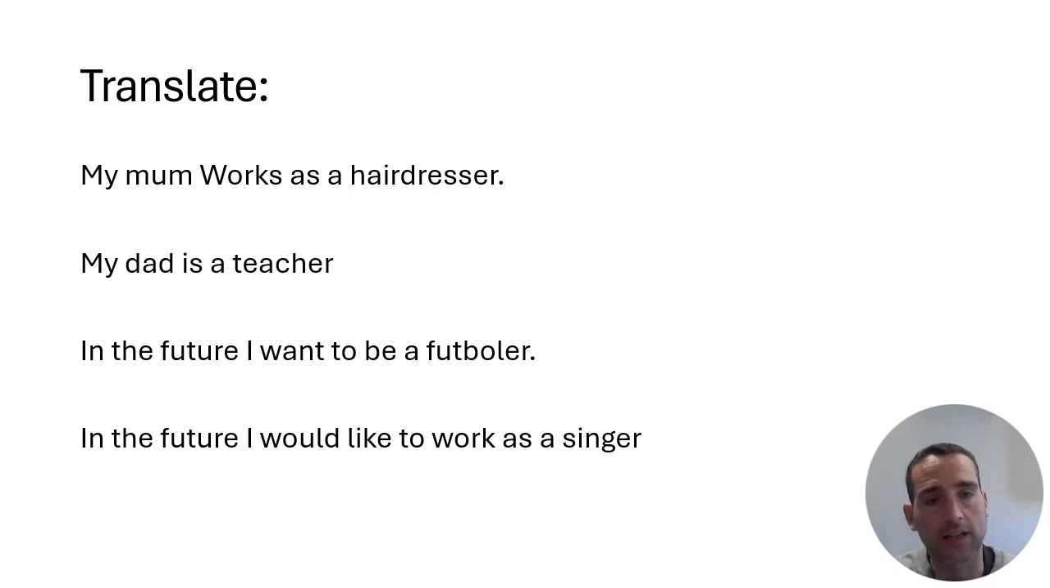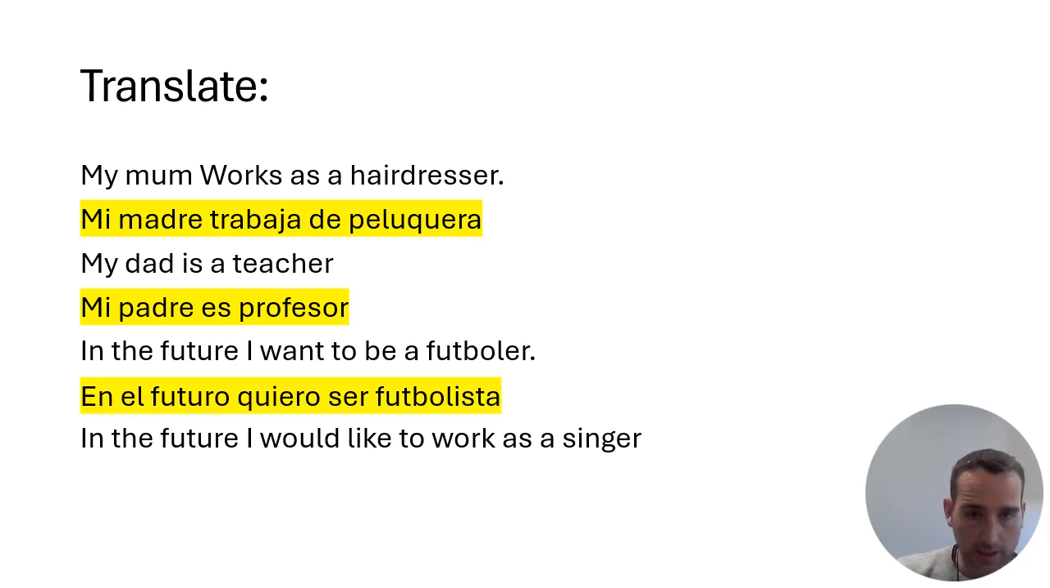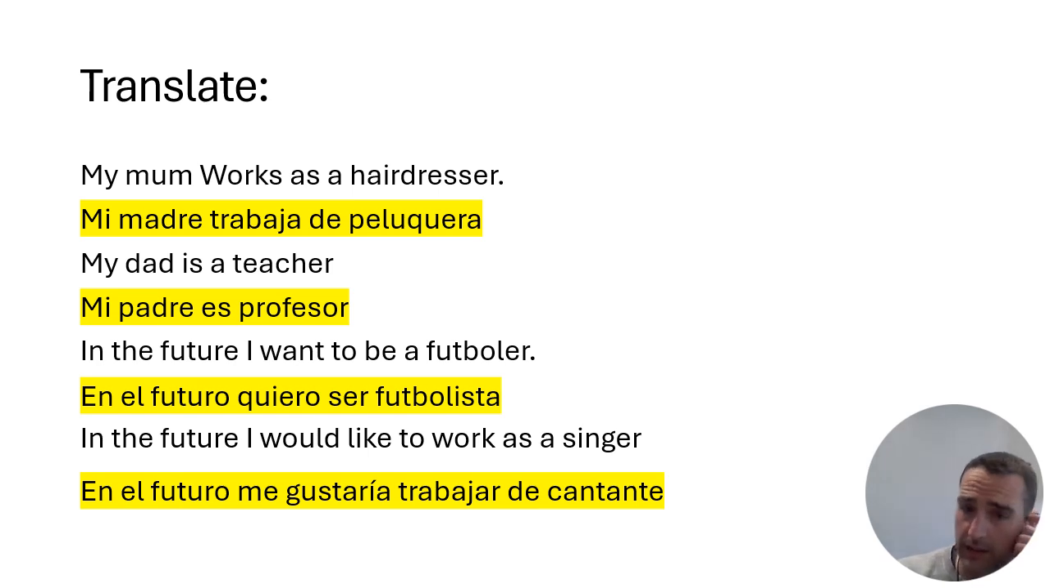Okay, let's get a green pen. Let's see how you did. So the first one, you should have mi madre trabaja de peluquera. Mi padre es profesor. En el futuro quiero ser futbolista. And en el futuro me gustaría trabajar de cantante. Okay, check that you are not missing words, that you got it correct.